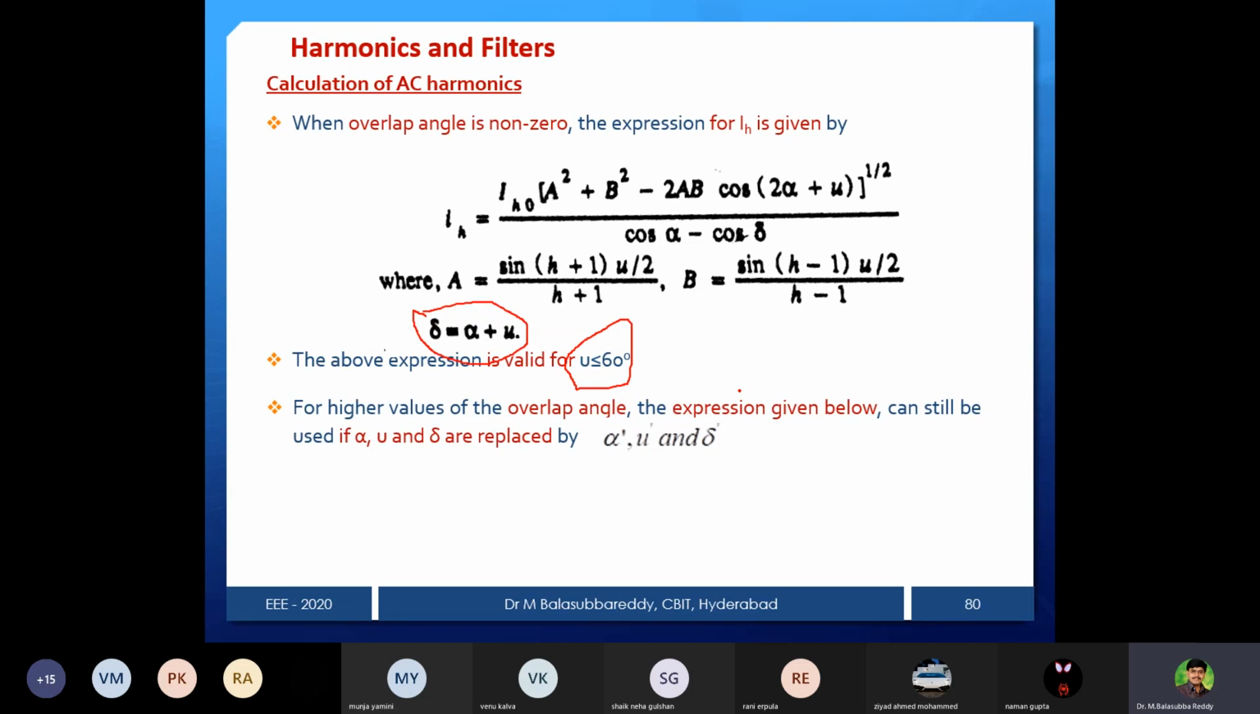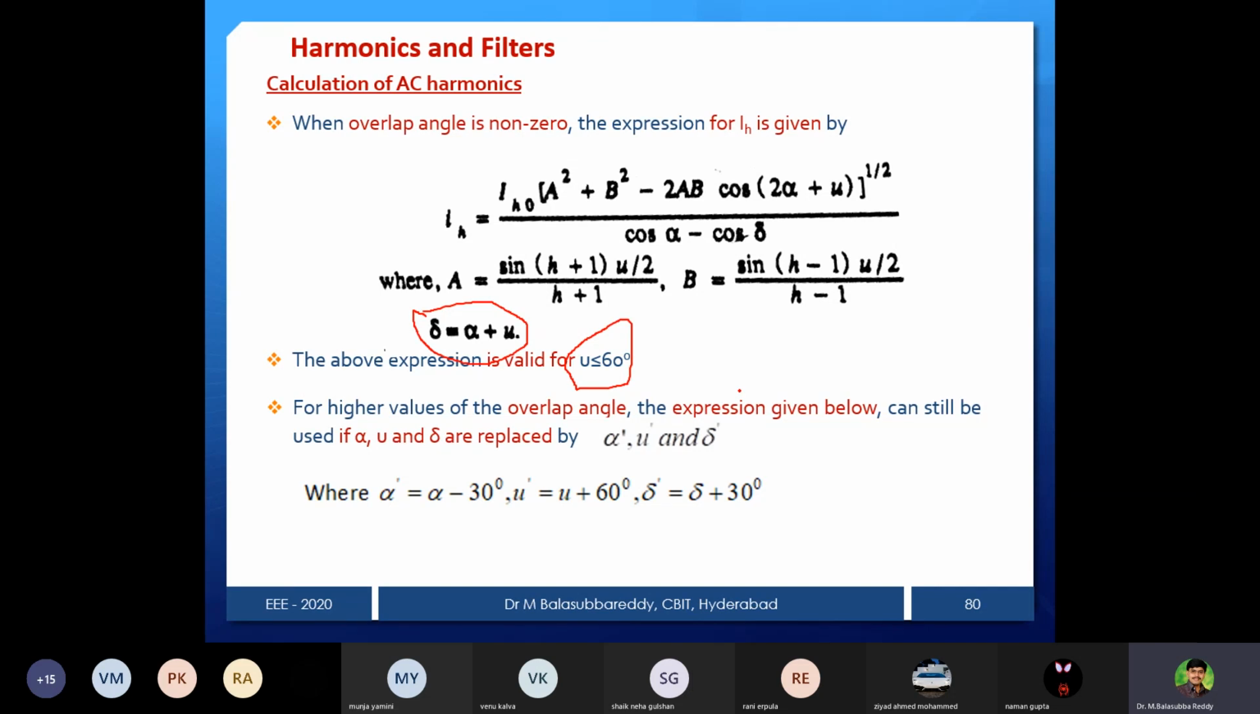And suppose your overlap period is above that, then you can simply modify your expression with alpha dash, mu dash and delta dash, so that you can replace it. Alpha dash is nothing but alpha minus 30 degrees, mu dash is equal to mu plus 60, and so on. These modifications are required if overlap period is greater than 60 degree. Preferably in all the expressions, overlap period is always less than 60 degree.